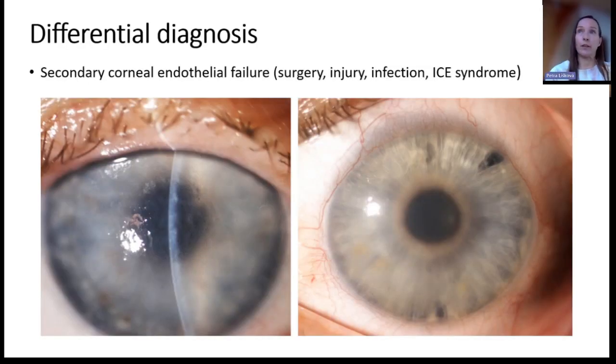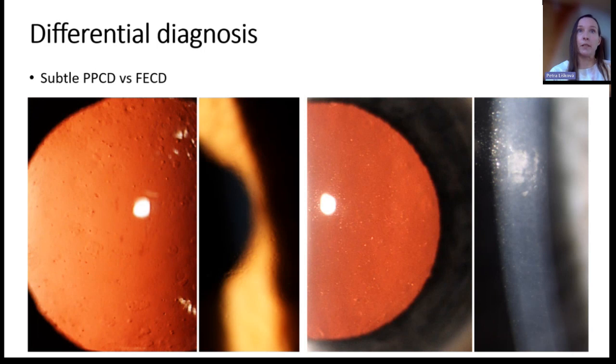In patients with late onset corneal edema, differential diagnosis may also be difficult. So imagine you have an elderly patient with bilateral corneal edema. It can be corneal dystrophy, PPCD, or late onset Fuchs, because the edema is so severe that you can't really have a proper look at the corneal endothelium to make your judgment. But it can be also a consequence of surgery, injury, infection, or iridocorneal endothelial syndrome, although that is not bilateral, but there are many options. Even distinguishing mild PPCD from Fuchs may be difficult, as you can see in these images.